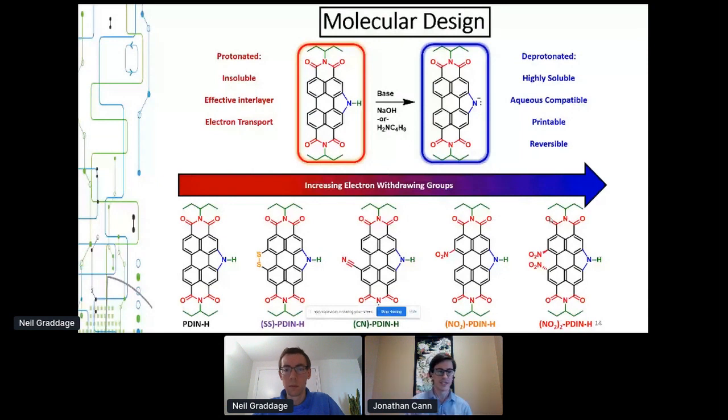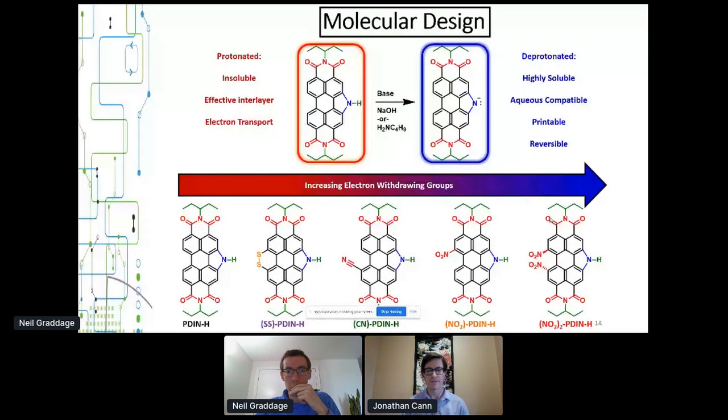So what I was looking at doing was extending this project and looking to make it so that we had to use less base and less amine. So I made the series below looking at adding electron withdrawing groups to stabilize the negative charge that we get when we deprotonate. So if we go to the next slide, we can see my results.